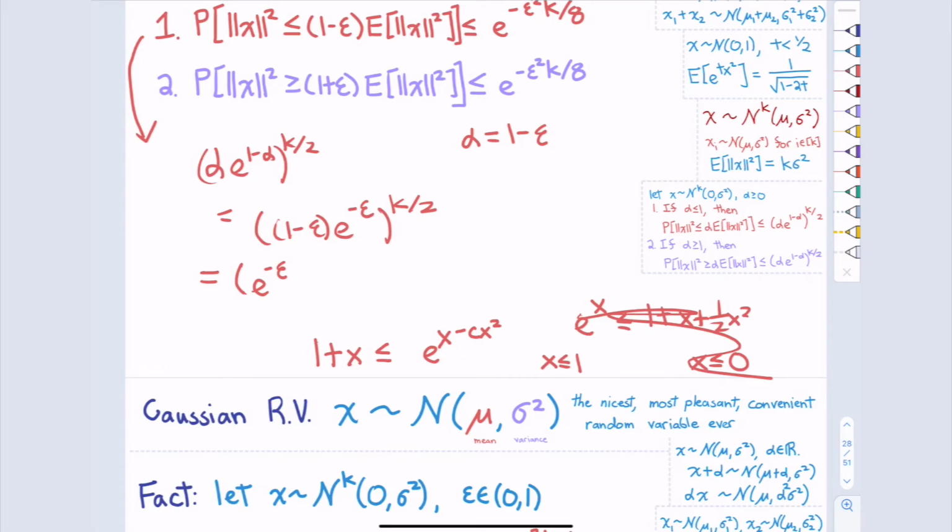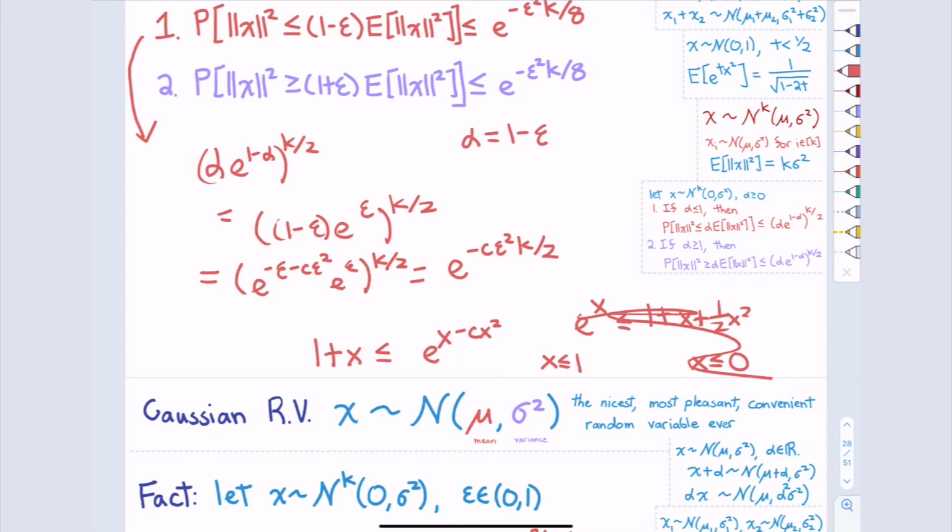Oh, I'm sorry. Is this what you said? Should this be e to the epsilon? Good. Okay, this is what was messing me up. This kind of thing, for some constant c, which is, I guess, bigger than 1/4. Okay, good.